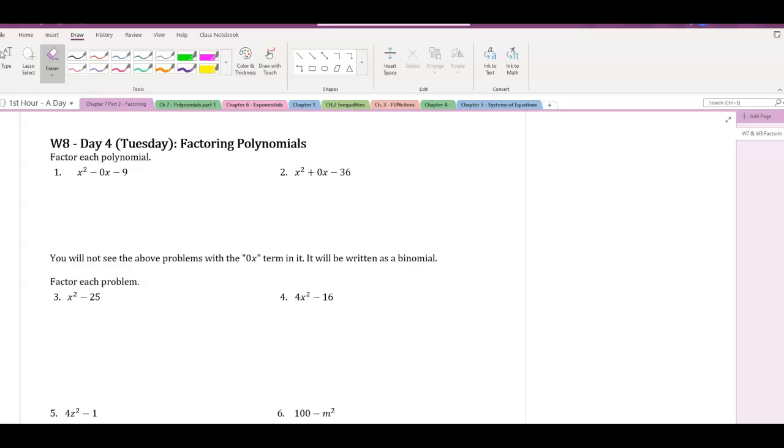Today we're going to continue to factor polynomials. When I look at this first problem here, remember the first thing I want to look for is a GCF, or a greatest common factor. And in number one, I do not have a greatest common factor. So I'm going to go ahead, and it's a quadratic. I'm going to go ahead and put up two linear binomials.